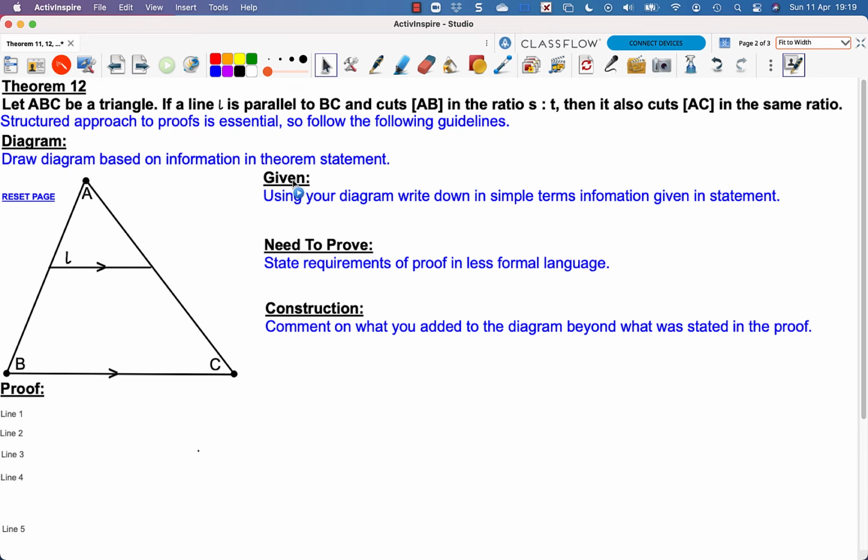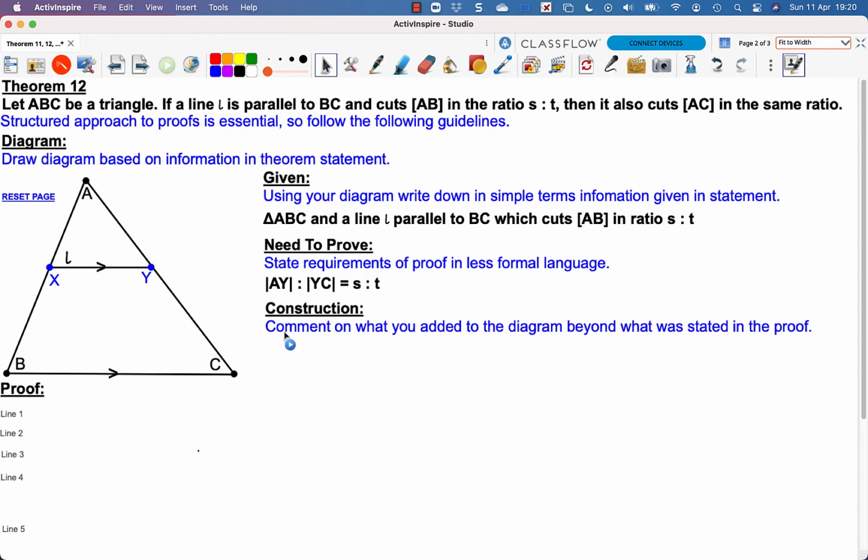So what have we been given? And indeed, that's what we write down. We've been given a triangle ABC, and the line L is parallel to BC, and this line L cuts AB in the ratio of S to T. What do we need to prove? Well, read the theorem. We need to prove that this line L cuts AC in the same ratio. At this point, it's probably a good idea to label up these points. And we have to prove that the ratio of AY to YC is equal to S to T.